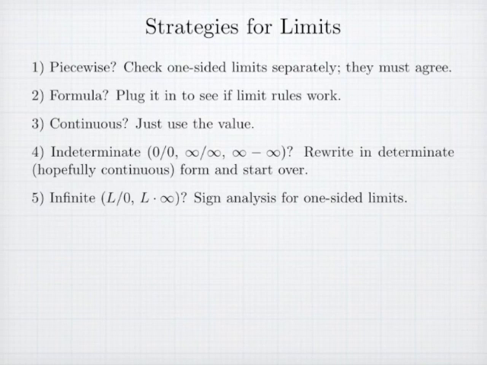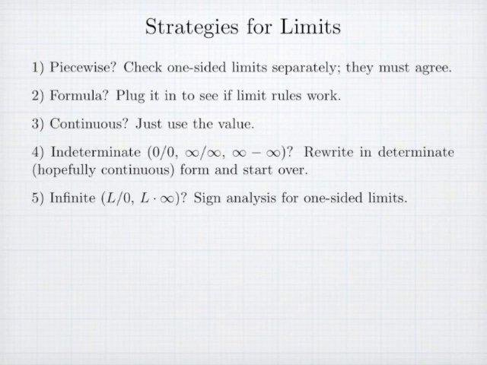On the other hand, if it's not continuous, then we need to ask ourselves in what sense. So it might be 0 divided by 0 or infinity divided by infinity. These are examples of indeterminate limit forms. We cannot answer the question based on the form it's in, so your task is to rewrite in a new form. We often use factoring to do that, and then we start over.